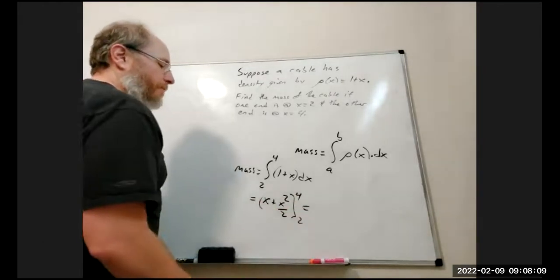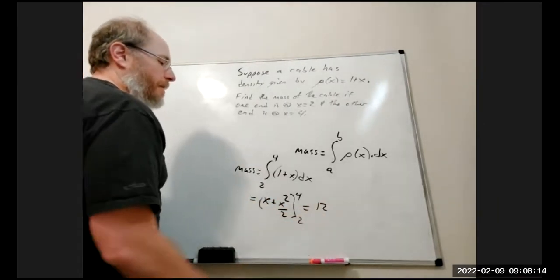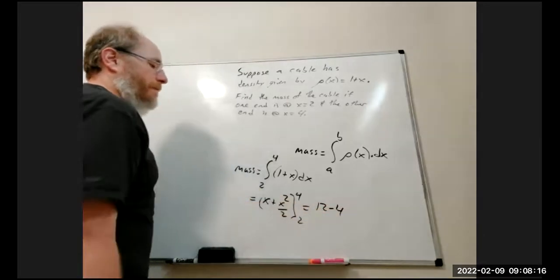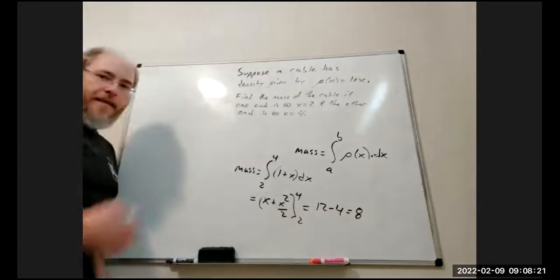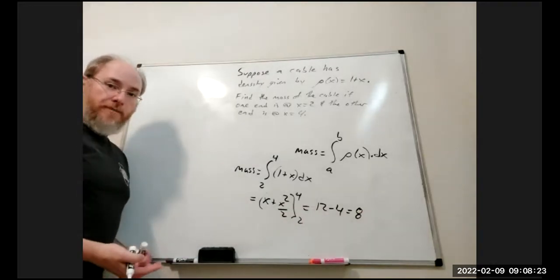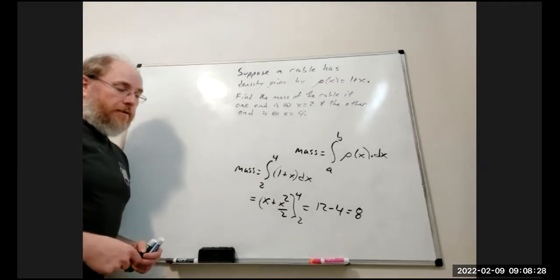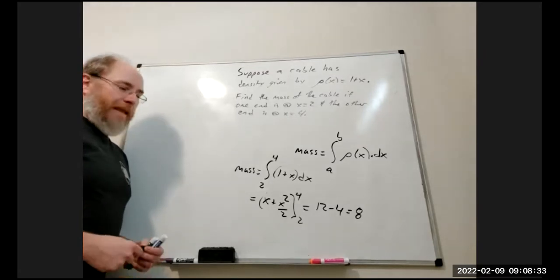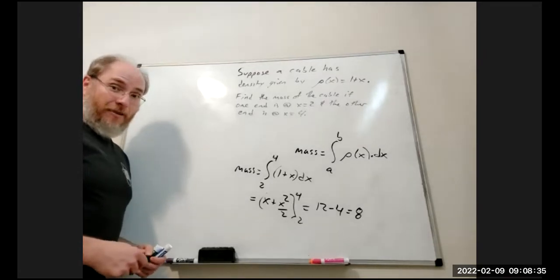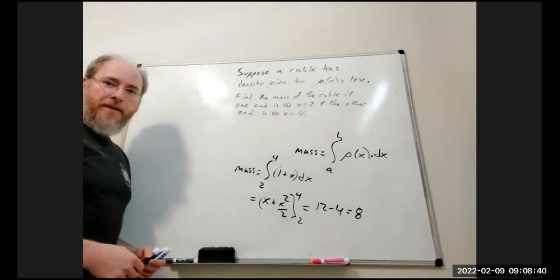So when I plug in 4, I'm going to get 12. When I plug in 2, I'm going to get 4. And 12 minus 4 is 8. So the mass of this is going to be 8, whatever the units are. I'm going to do everything in metric, unless they have a problem that's specifically not in metric. And in metric, the masses are in kilograms. Masses in our system are not pounds.